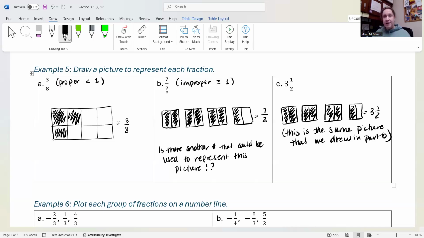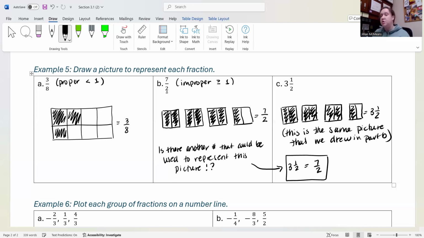So what does that tell you about the answers or the numbers in part B and C? It should tell you that they're the same, okay? So 7 halves equals the same exact picture that 3.5 equals. So this tells us that 3.5 is equal to 7 halves. And we're going to address this situation in a future video.